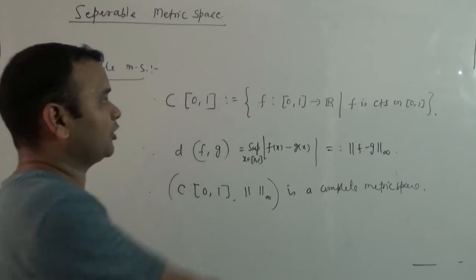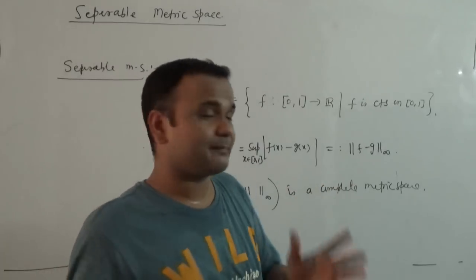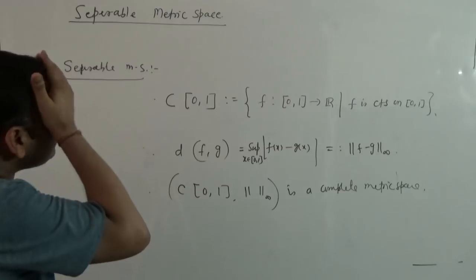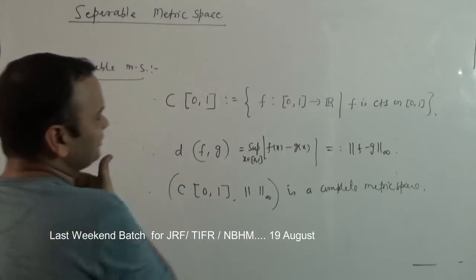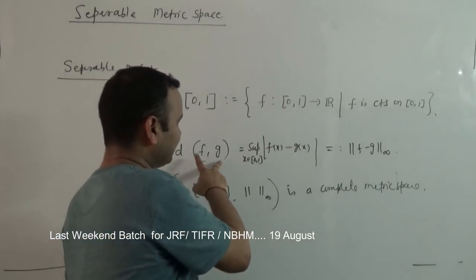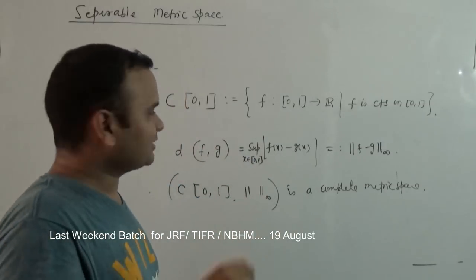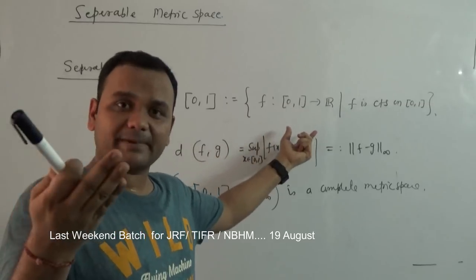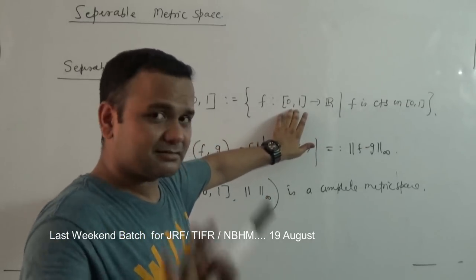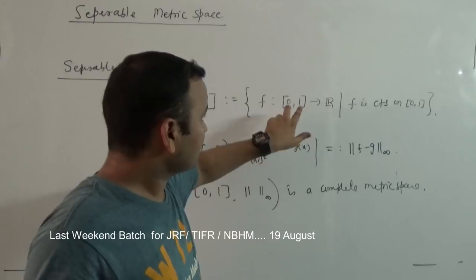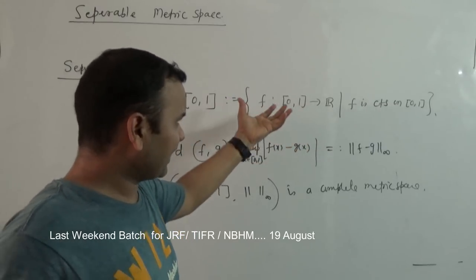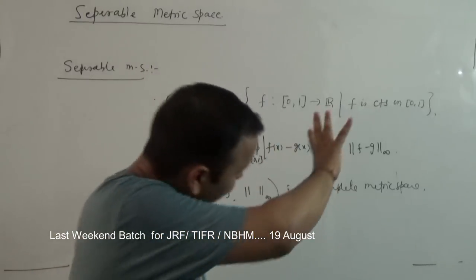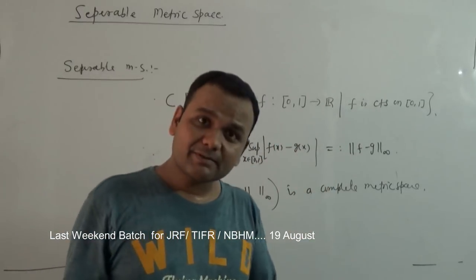So C[0,1] means all those functions which are continuous, where are they continuous? On the closed interval 0, 1. So if this is a continuous function, then what is the distance? How can you define the distance? This distance makes sense, first of all. Yes, this makes sense because the domain is compact. We are taking the topology here as the usual metric on the closed interval 0, 1. So this domain is compact. So every continuous function on a compact set attains its supremum and infimum. So the function is bounded. Hence we can talk about the supremum and infimum.